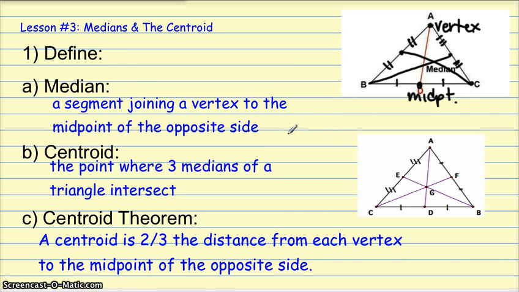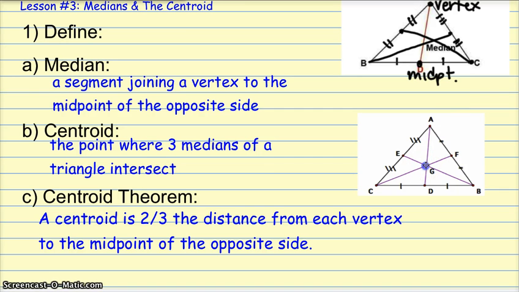Centroid, the point where the 3 medians of a triangle intersect. So the centroid here is point G. The centroid theorem. A centroid is 2/3 the distance from each vertex to the midpoint of the opposite side.